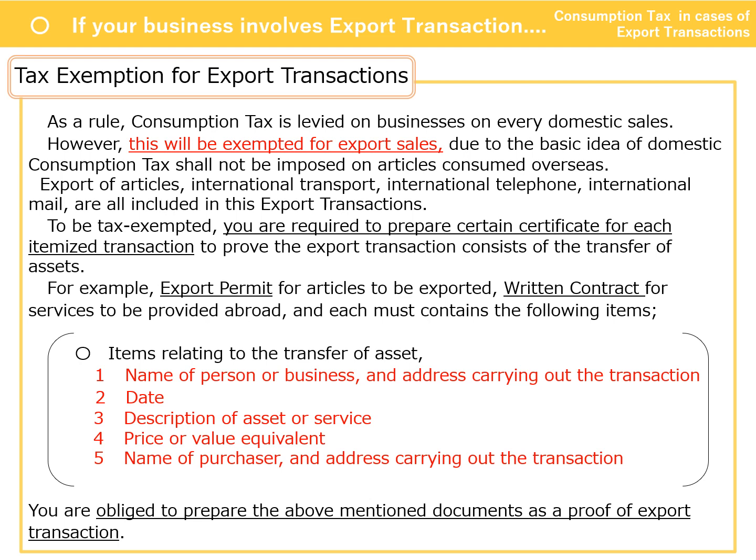This is from the idea that consumption tax is basically imposed on domestic consumption, therefore shall not be imposed on articles and services consumed overseas. Examples of export transactions are listed on this page. To be export tax exempted, you are required to prepare certain certificates such as export permit, or others for each itemized transaction to prove the export transaction consists of the transfer of articles or services abroad.